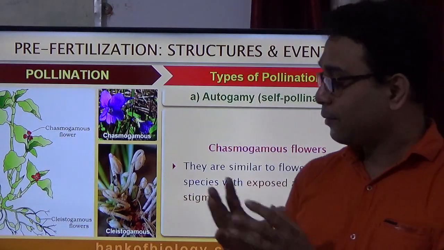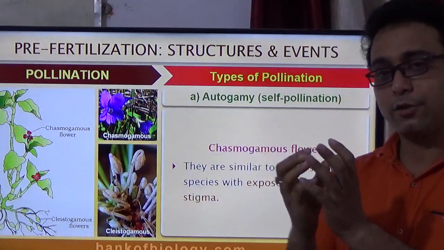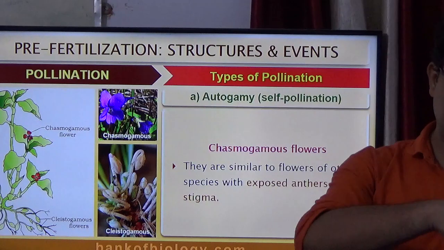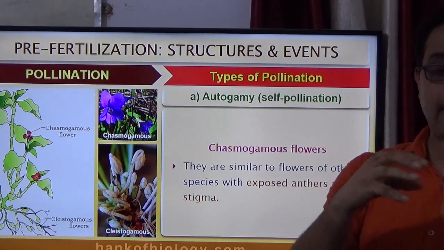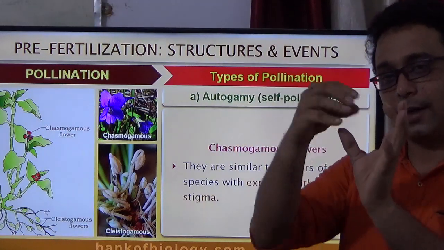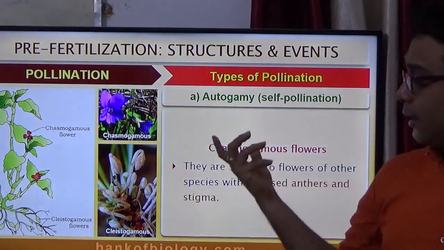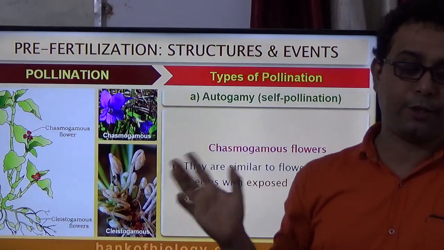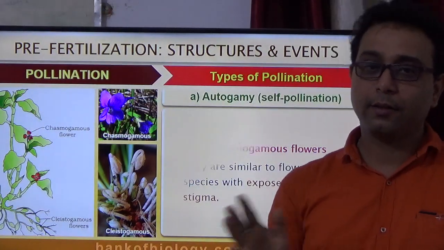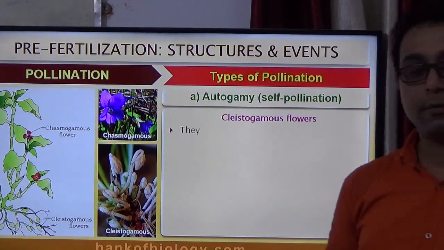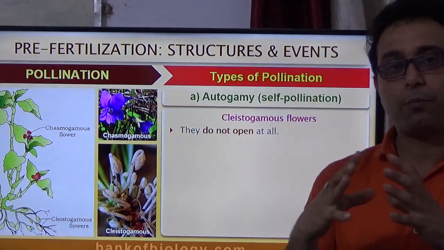Here the two parts are exposed. That means anther and stigma are exposed to each other, so pollination happens easily. Chasmogamous means the anther and the stigma are exposed. On the other hand, cleistogamous flowers do not open at all.